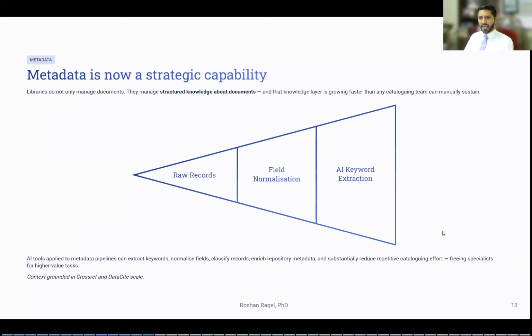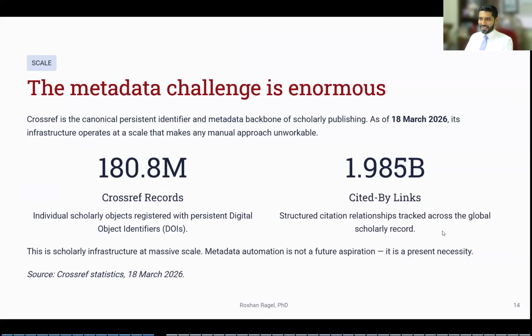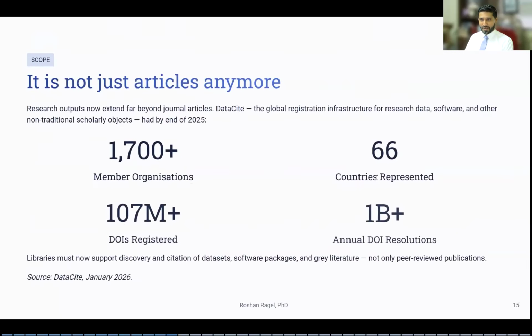So this is one, just about the data and the impact. At the same time, we also have to think about the metadata, which libraries handle a lot. Right? I'll just highlight how metadata has increased in the last few years. These numbers are coming from Crossref. You can see the number of Crossref records stands at 180 million, and cited-by links is about 2 billion. So these are very large numbers, and the same applies for DOIs.